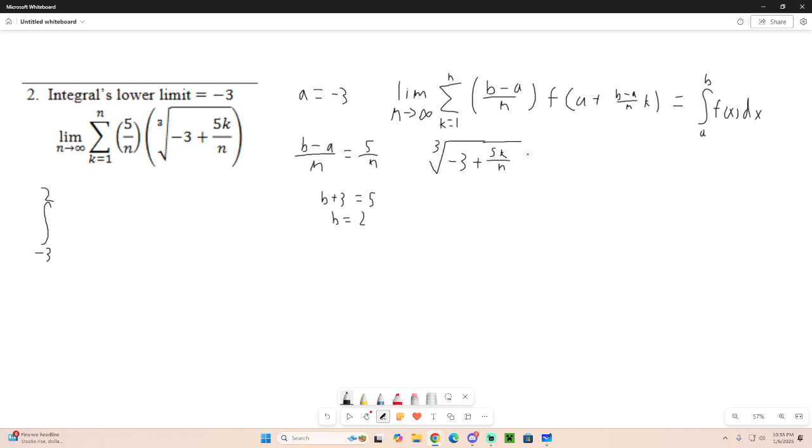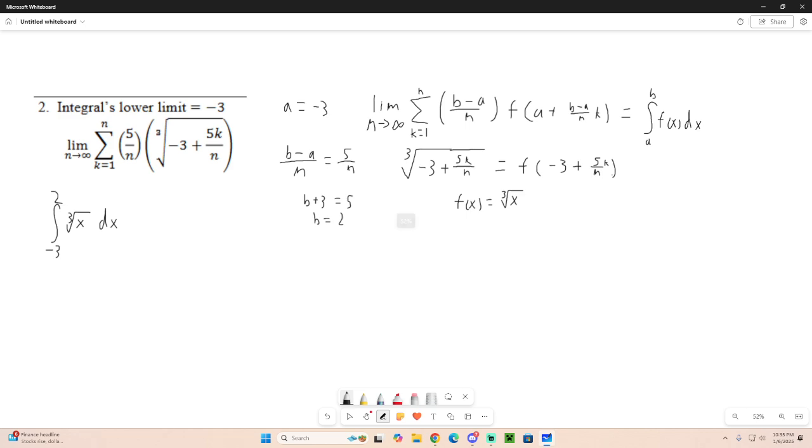Alright, and then this is equal to f of, and then I'm just going to plug them in right now. Negative 3 plus b plus 3. Yeah, because it's b plus 3, and we know b is 2, so 5 over n times k, right? Yes. So from here we can see it again. f of x is just what? Cube root x. So our answer is the cube root of x dx.